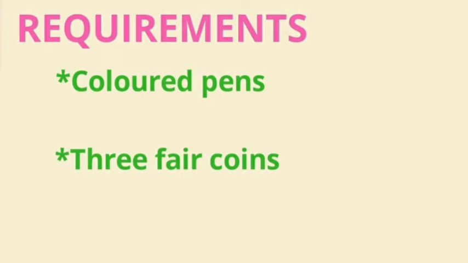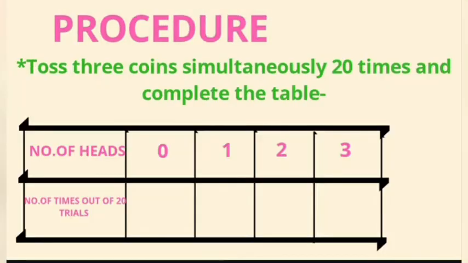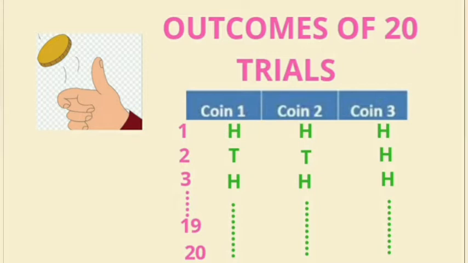And for that same purpose, we will follow the procedure which says toss 3 coins simultaneously 20 times and complete the table. That is, we will be completing this table by writing the number of cases in which we get no heads. That is, all 3 cases are 3 tails, then 1 head, 2 heads and 3 heads respectively for the 20 trials that we will be conducting. And so while conducting the trials, we can just make a sample space of the same and note down the outcomes that we are getting.